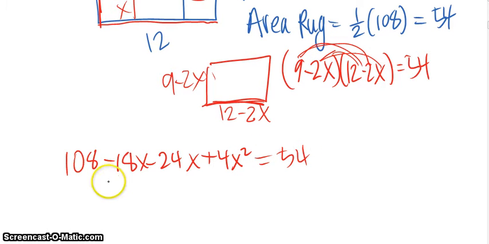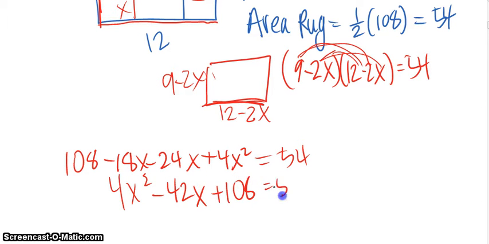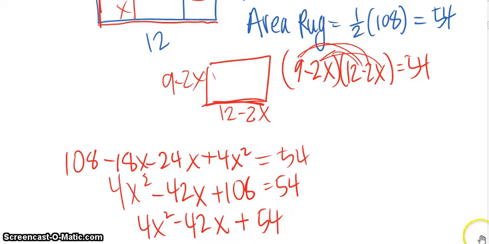Now I'm going to rearrange it. So I'm going to put the 4x squared in front. And then we're going to have negative 42x plus 108 equals 54, but we need it set equal to 0, so we're going to subtract the 54. So we're going to have 4x squared minus 42x plus 54, because 108 minus 54 is positive 54. So we have this.